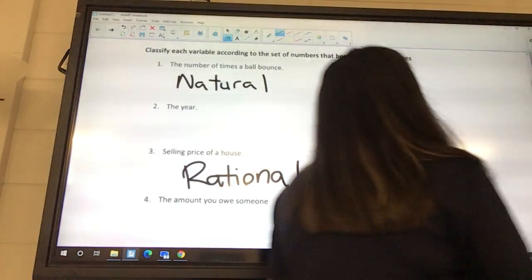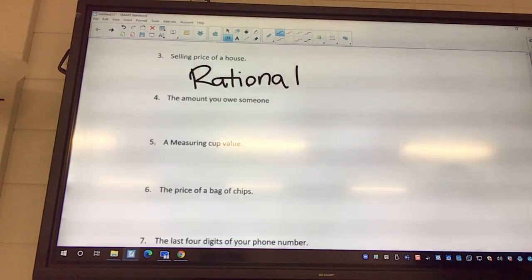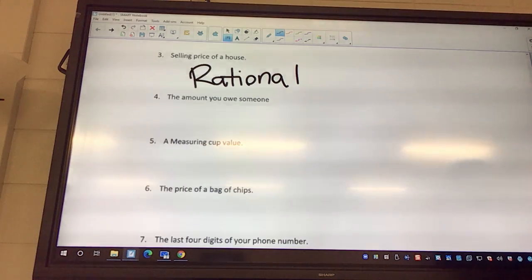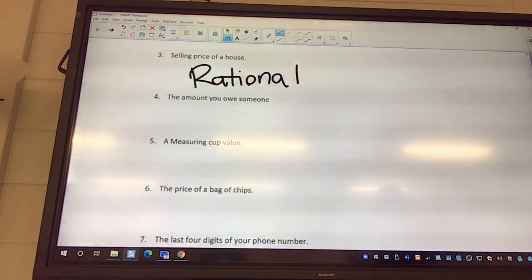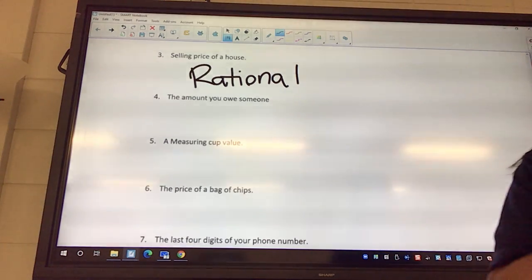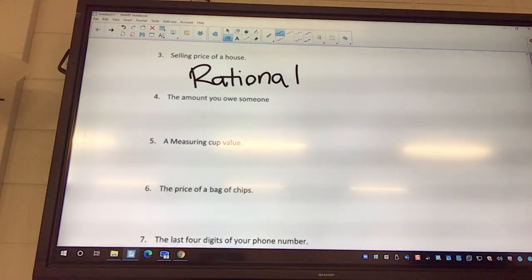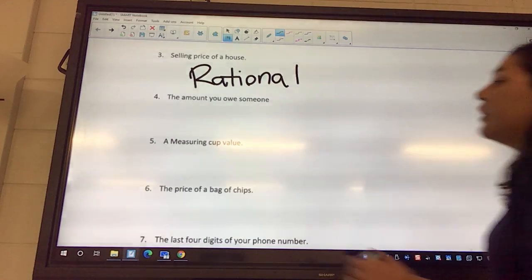Number 5 says a measuring cup value. What is a measuring cup value? What's the best number that describes it? Rational. Why? It's a fraction. Measuring cups are fractions. So you have a fourth of a cup, a half of a cup. So that's going to be rational.